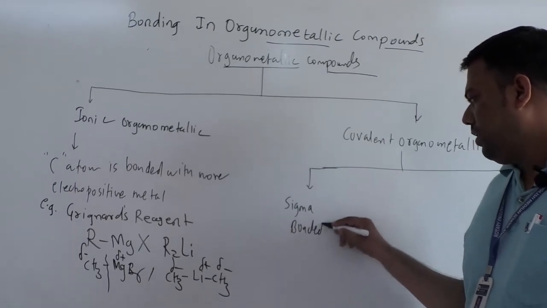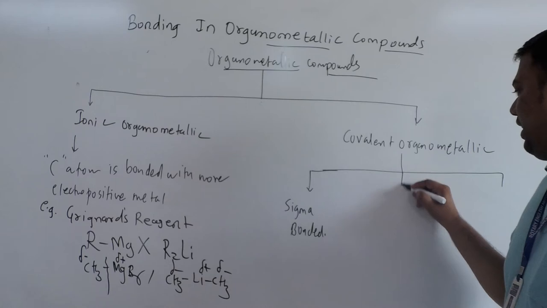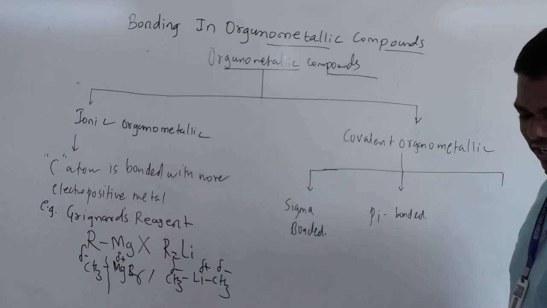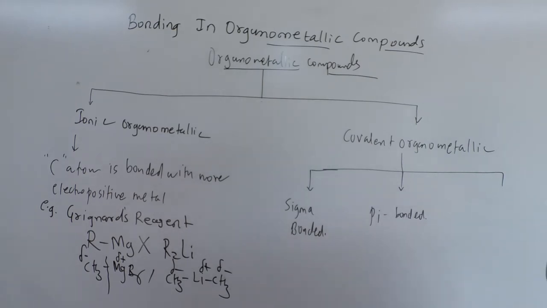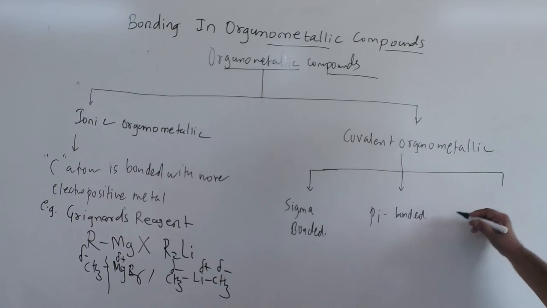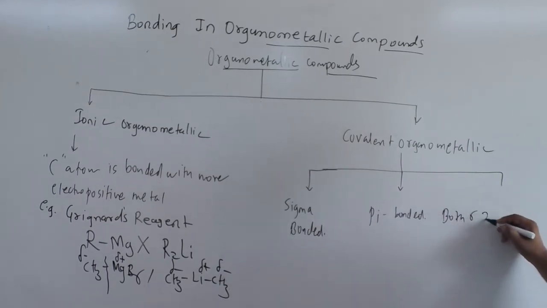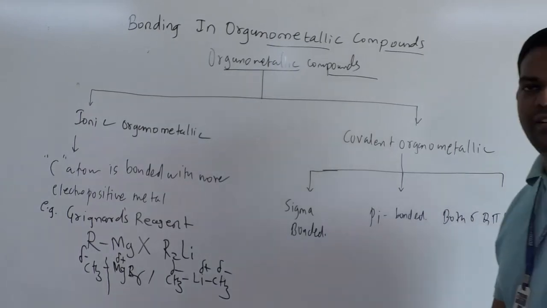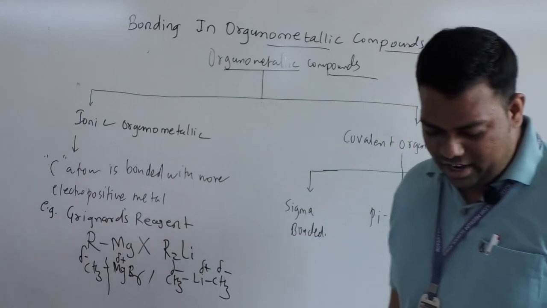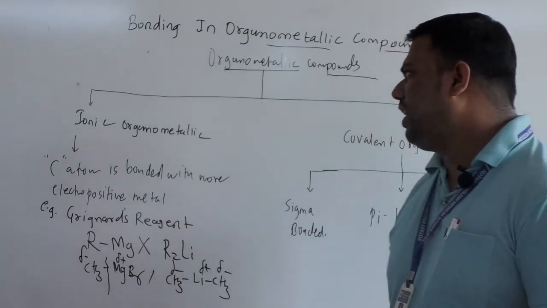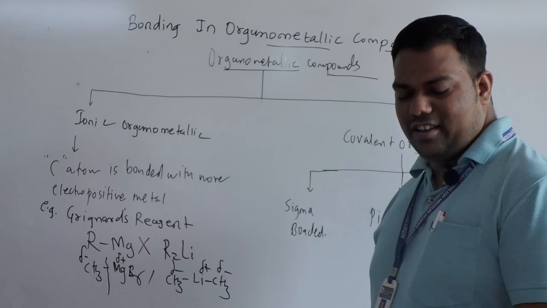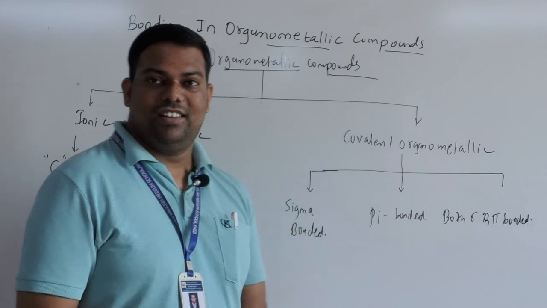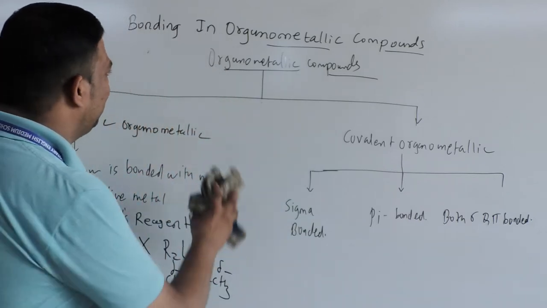Sigma bonded here, and here pi bonded, and here both sigma and pi bonded. Both sigma and pi bonded, we will discuss, as we discussed ionic organometallic compounds. Now we will discuss covalent organometallic compounds, so pay attention here.